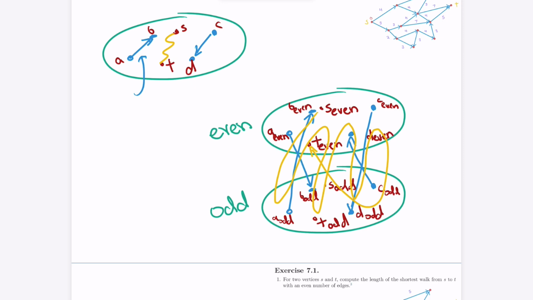Yeah. So what does it mean if you go from A even to A odd? Is that possible? Yeah, so we don't draw that edge. You can't go from A.